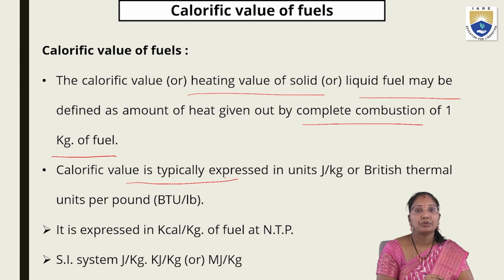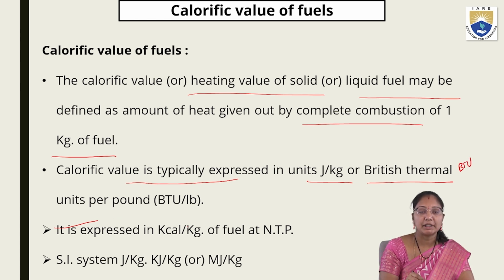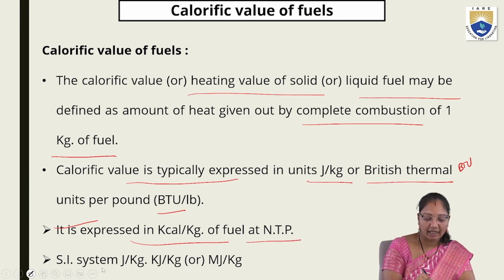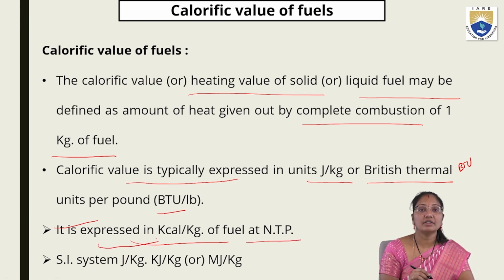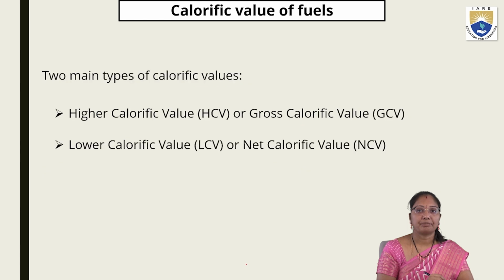The calorific value is typically expressed in joules per kg, or it can also be expressed in British thermal units, called BTU, per pound, that is BTU per lb. It is also expressed in kilocalorie per kg of fuel at NTP, and the SI unit is joule per kg. Generally, it is expressed in terms of joule per kg or megajoule per kg.